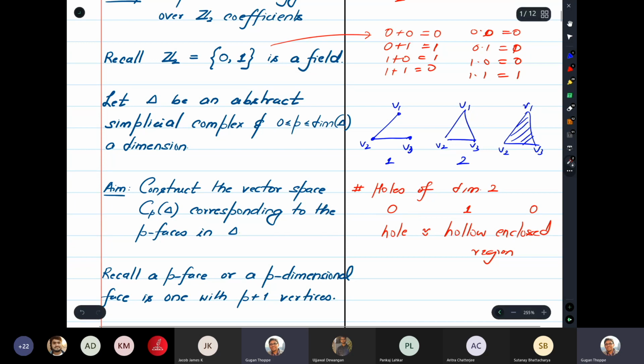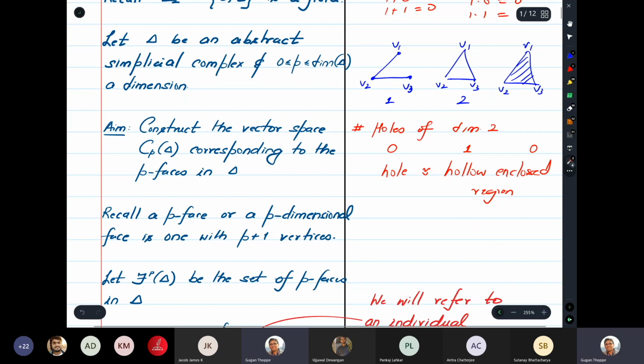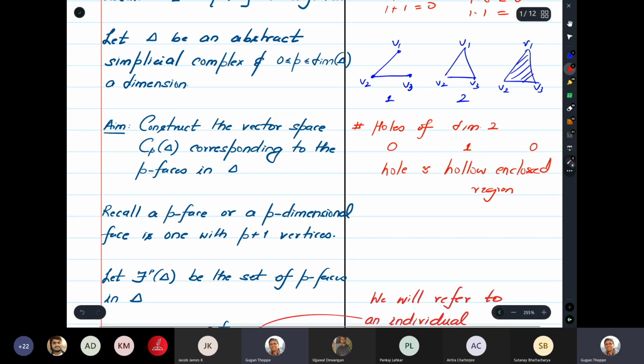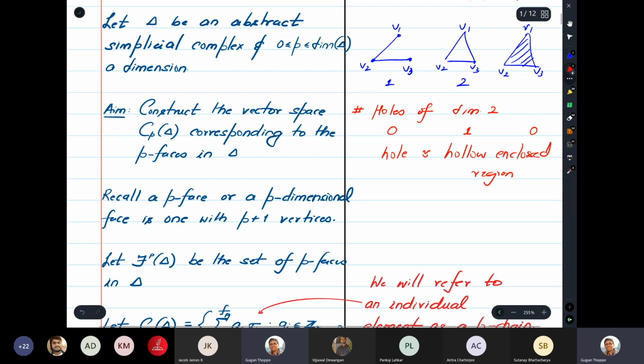Okay, so what is the setup? We have been given some abstract simplicial complex, and let us refer to it as delta. Is that okay? And let's fix a number p between 0 and the dimension of delta. So recall, the dimension of delta is the largest dimension of a face in the simplicial complex. Is that okay? So what is our goal?